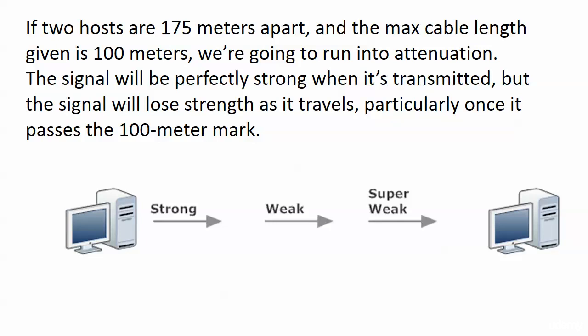Now, if we have a couple of hosts that are 175 meters apart and the maximum recommended cable length is 100 meters, you know we're going to push that, right? I mean, it's just a guideline. It's not really a law. Well, you might get away with 101 meters, but 175 meters, that's a pretty big difference. Well, we are going to run into attenuation, and our signal will go from strong to weak to super weak.